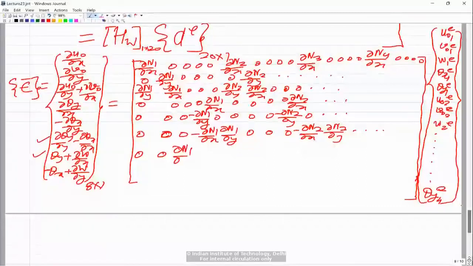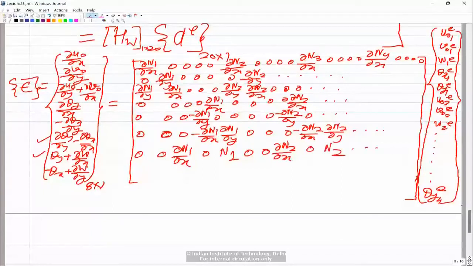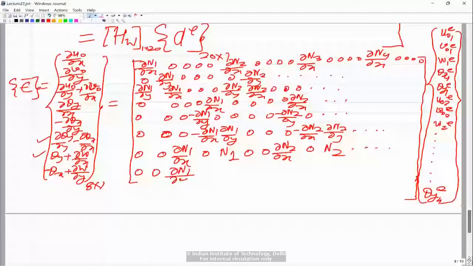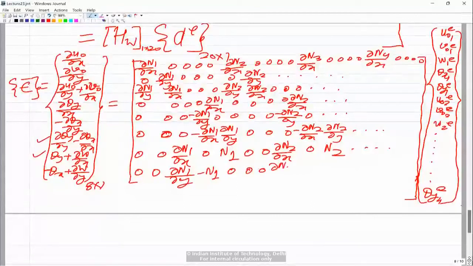So because w is coming as a derivative, del w by del x, and theta y is coming as it is, we will have n1 here, and then again 0, 0, we will have del n2 by del x, and 0, and then n2, and then we will continue so on. Last one is minus theta x plus del w by del y. So the w derivative is with respect to y, so we will have del n1 by del y, and theta is coming as minus theta x, no derivative, so we put minus n1 here, 0, and then again 0, 0, del n2 by del y, and minus n2, 0, and so on.